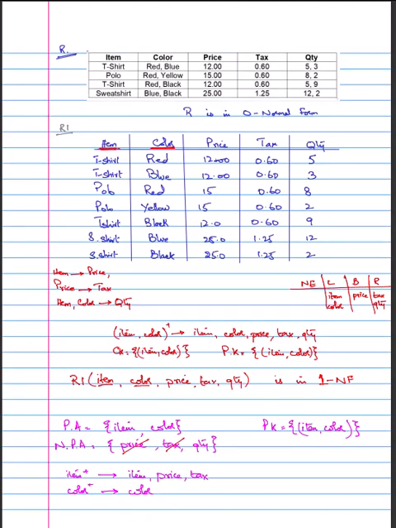Let's discuss the three normal forms with an example. For example, this is a scenario where we are given a table. In this table, you can see R is the table or relation which is composed of 5 attributes: item, color, price, tax and quantity.